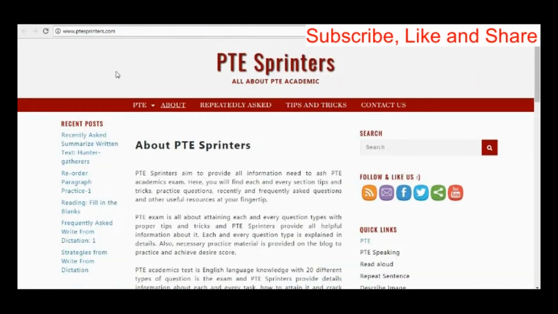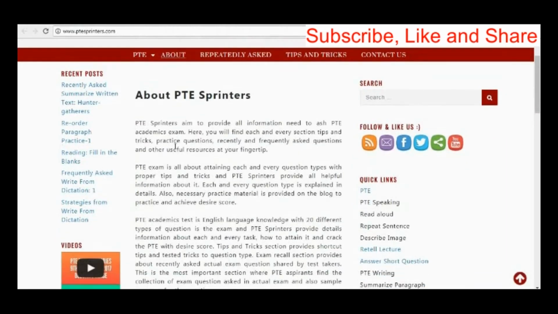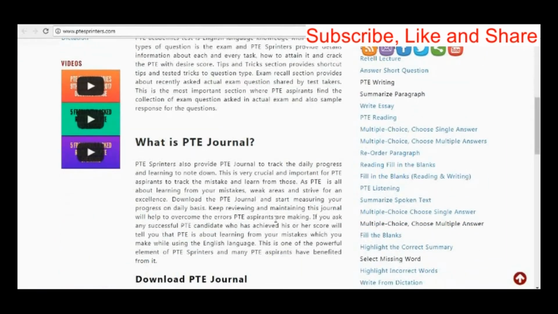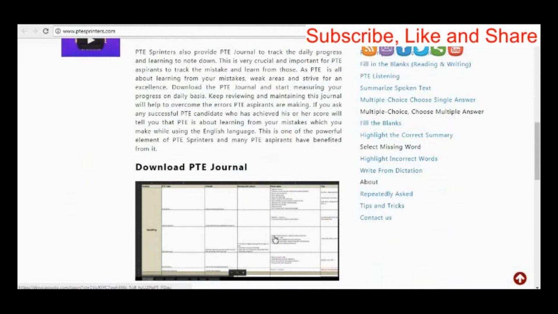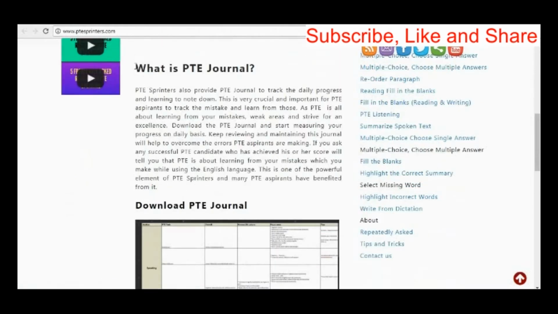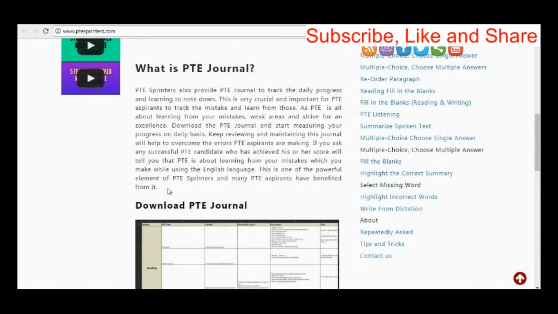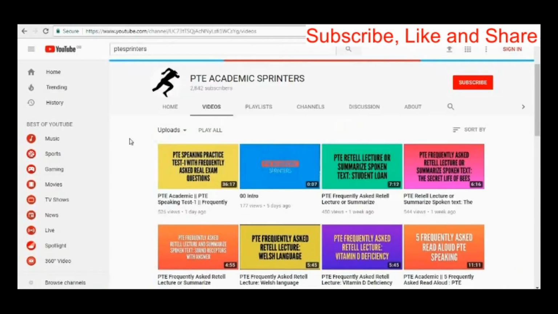So friends, this is our new website, or you can say the resource bank we provide from PTE Sprinter. As soon as you land on the homepage, you can find that we are providing the PTE journal. Here is a little bit of description about what exactly PTE Sprinter is about.